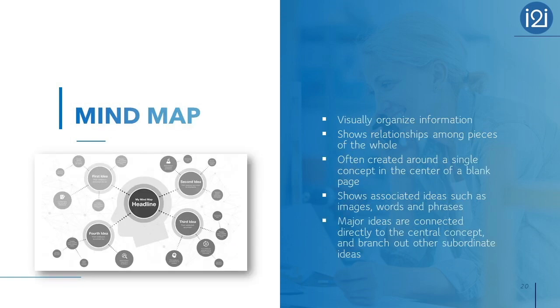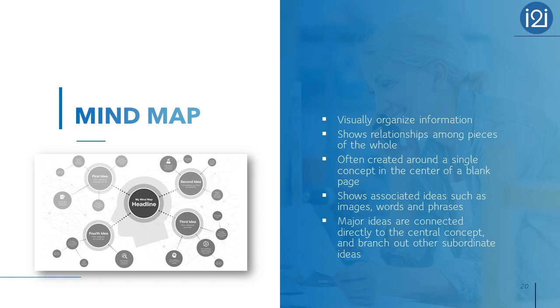Mind mapping is a tool that can be used to brainstorm various issues relating to a problem. It helps visually organize the information, showing relationships among pieces of the whole. It's often created around a single concept in the center of a blank page. From there, you can branch out. On each branch, brainstorm the individual issues or concerns.